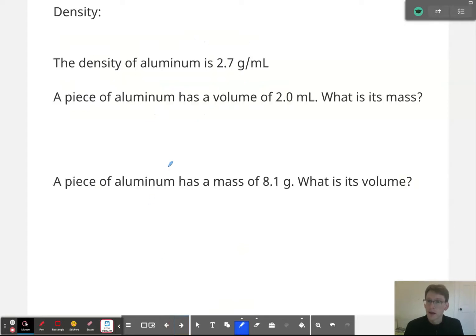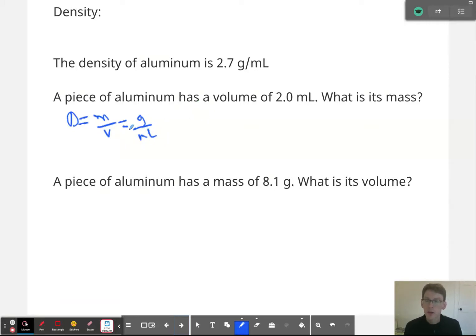Dimensional analysis is also very useful for density. Let's consider a piece of aluminum that has a volume of 2.0 milliliters. You might be asked what its mass is. So I know that density is equal to mass over volume, and the units will just be grams over milliliters. That's another way of putting it.